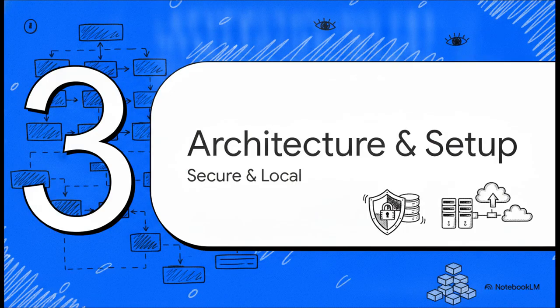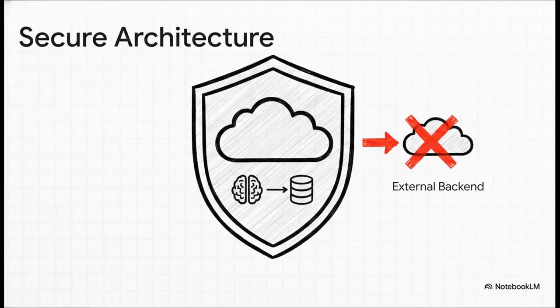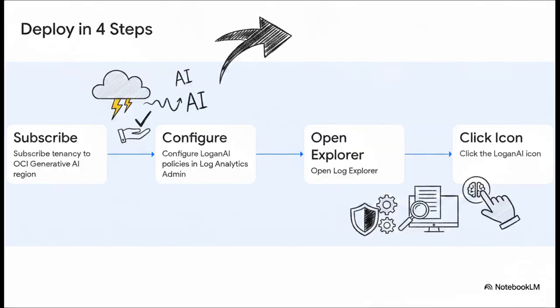All right, Section 3. Let's dig into the architecture and setup. Now, if you're in cloud operations, security and privacy are absolutely critical. Here is the best part. LoganAI runs completely within your own OCI tenancy. It leverages OCI generative AI services locally, meaning zero log data ever gets sent to an external, third-party backend. It can also seamlessly blend metrics using OCI monitoring and object storage, so the data analysis happens where your data already lives.